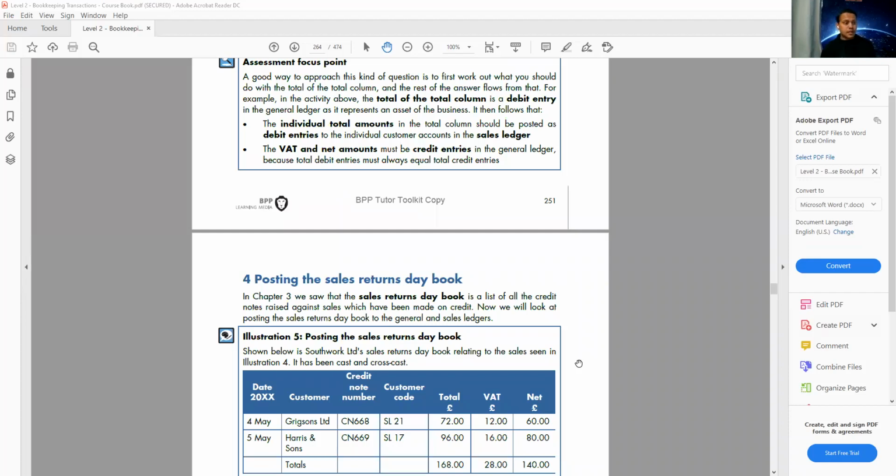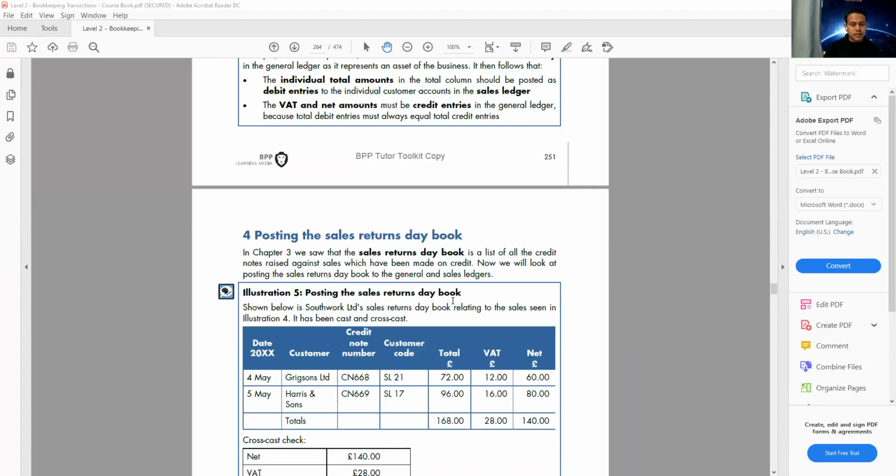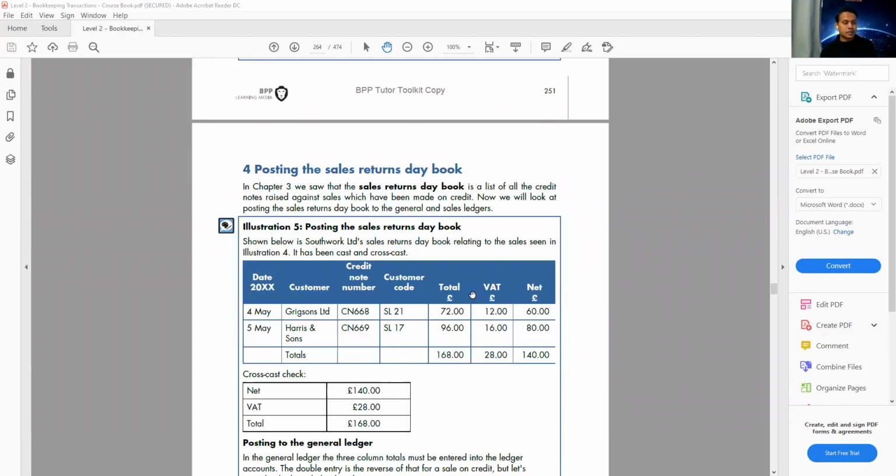Any question from the posting before we move to posting the sales return day book? So you're going to see the sales return day book. We've done the sales day book. Now we're going to see the sales return day book.